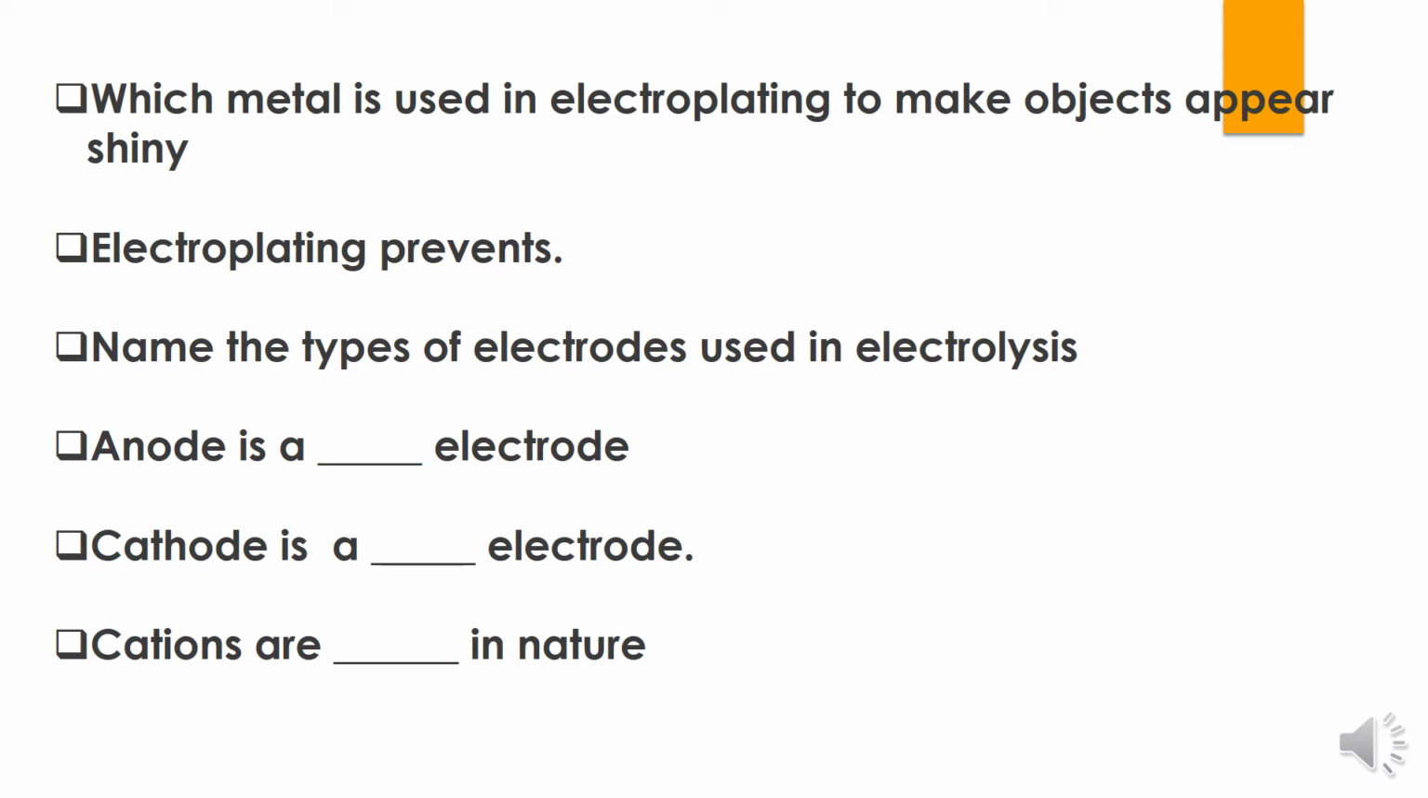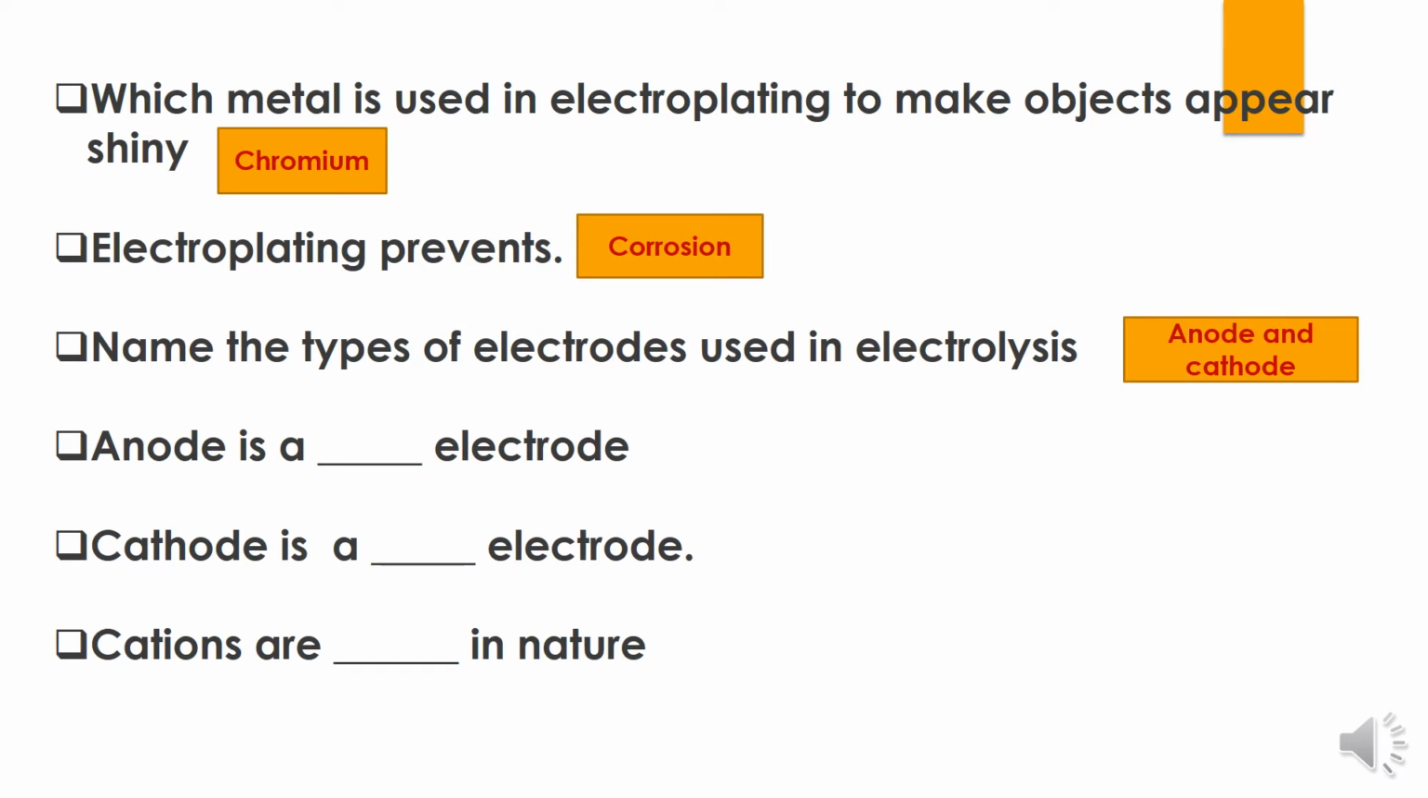They are shiny. Why are they shiny? Because some of them are electroplated with chromium metal. Next, electroplating prevents what? Why are your bathroom fittings electroplated? Because it prevents corrosion. Next, name the types of electrodes which we use in electrolysis. So there are two types, anode and cathode. Next, anode is a positive electrode, whereas cathode is a negative electrode.